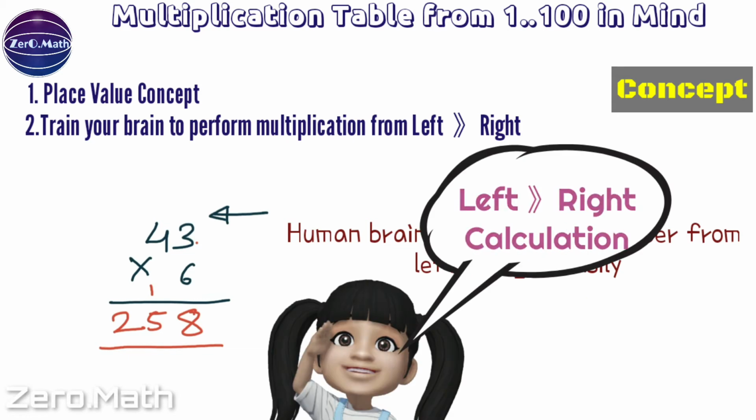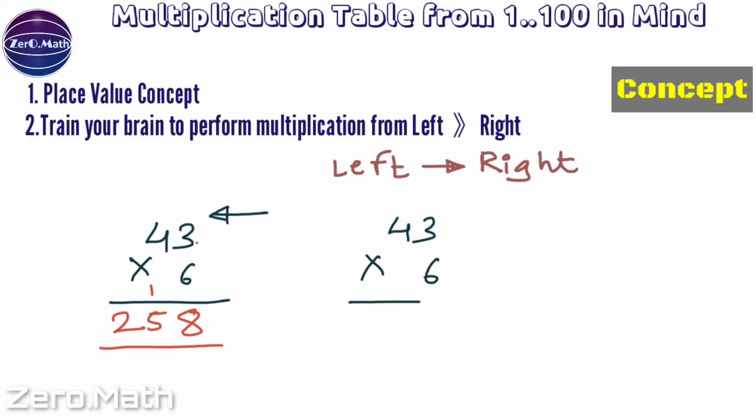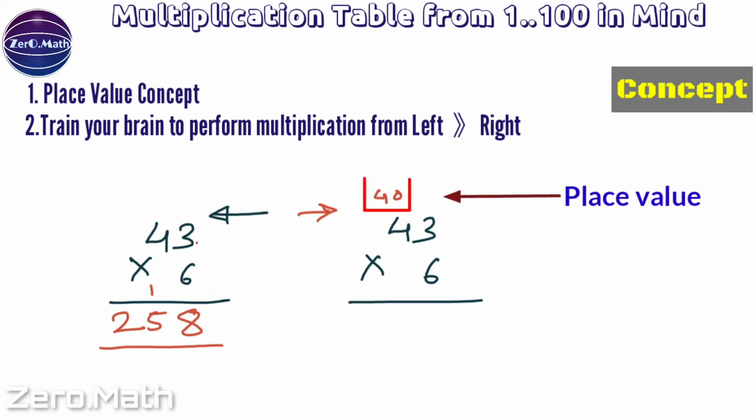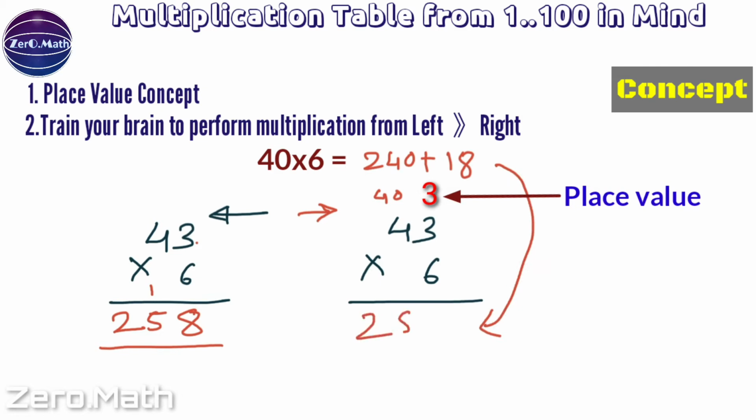Let's take the same example and understand how to perform the multiplication from left to right. So I'll write the same example, 43 into 6. While performing it from left to right, the leftmost digit is 4. So 4 into 6 is 24. However, please note this is not 4, this is 40 as the place value of this 4 is 40. So 40 into 6 is 240. Add 6 into 3, 18, to it. The place value of this 3 is 3 because it is at the ones place. So 240 plus 18 is equal to 258.